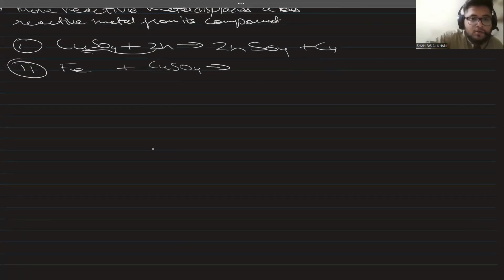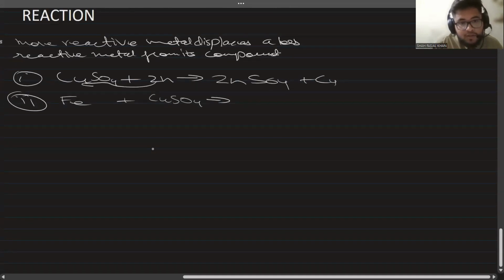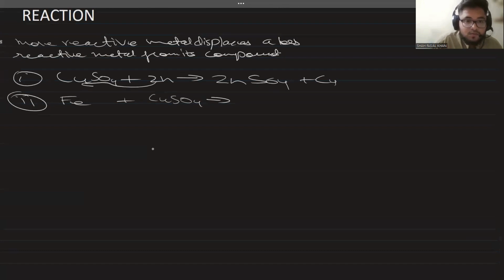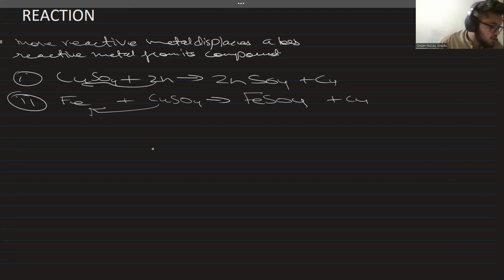Okay, now let's do another example of displacement reaction. Let's take iron when it reacts with copper sulfate. As we know, copper in copper sulfate is less reactive than iron, hence iron will displace copper. Basically, displacement reaction means that a more reactive metal displaces a less reactive metal from its compound. So in this, what we will get is FeSO4 plus Cu. In this reaction, we will get this product.